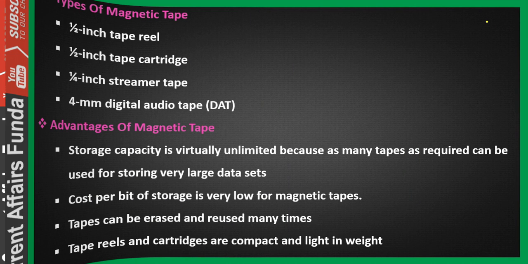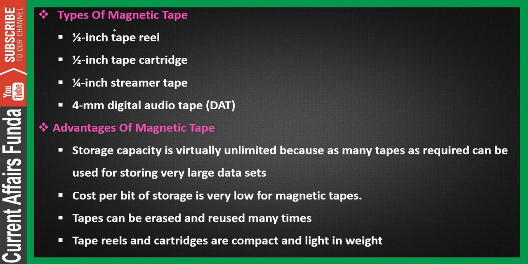Okay. Now, how many types of magnetic tape are available? 1/2 inch tape cartridge, 1/4 inch streamer tape, and 4 mm digital audio tape, which is also called DAT. Okay, write down the full form of DAT: digital audio tape.